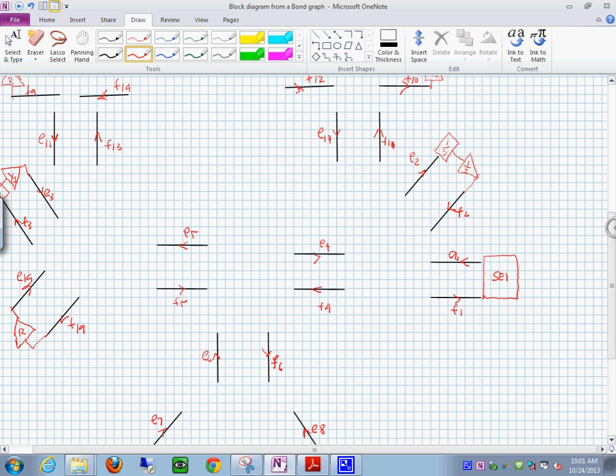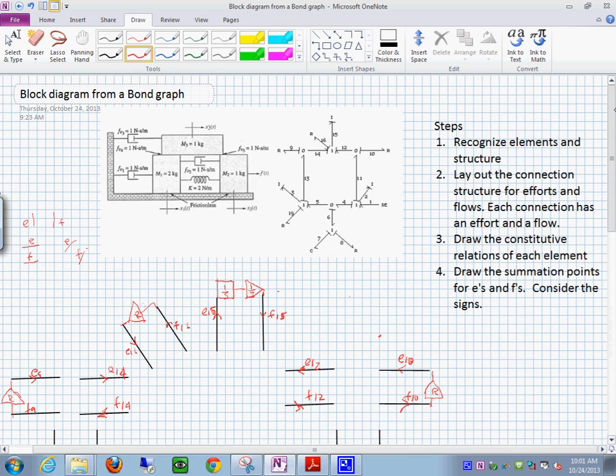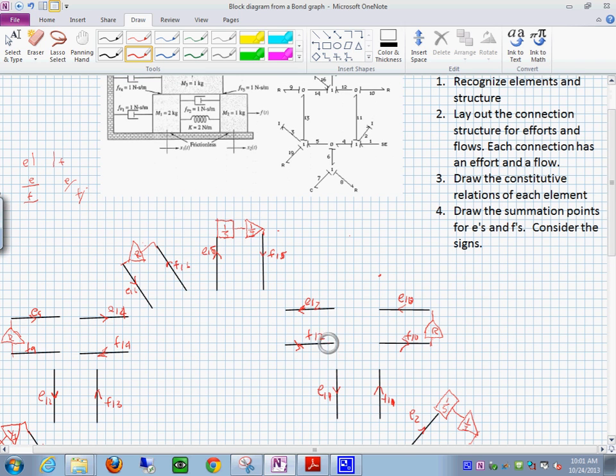Okay, very good. So the summation points, you can start anywhere. But in here, all the efforts are the same. So if this is true, this will connect like this, see? And this would be the common connection. But it's very obvious that the flows will sum. So we are going to have a summation point right here for the flows. And now it only remains to be seeing how the signs look like.